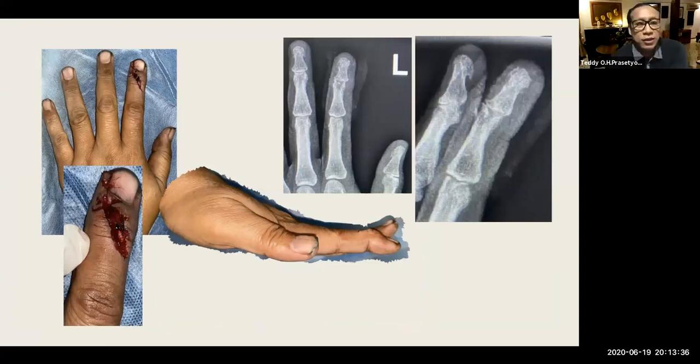And it comes with a slightly crushed injury. It's not really a clean cut. If you see the presentation, when you ask the patient to extend all the joints, you see the mallet presentation here. Because of the injury, we also consider that it may involve the bone as well. If you see the X-ray, you see here that the base, sorry, the head of the middle phalanx is involved with this avulsion.